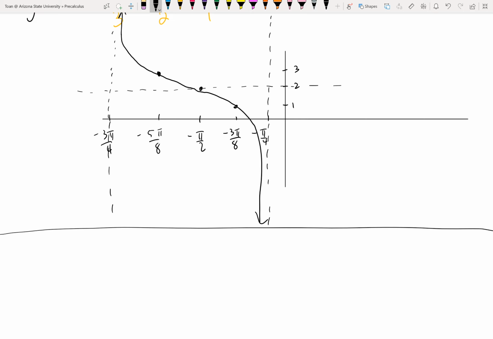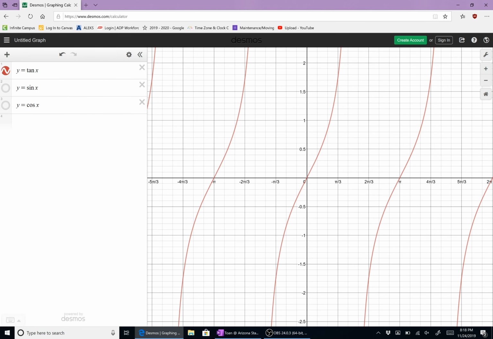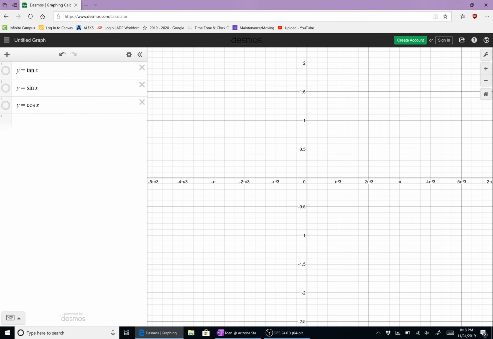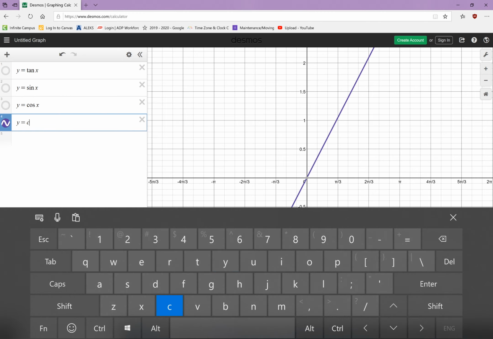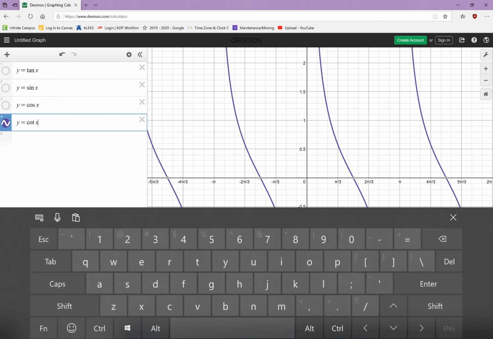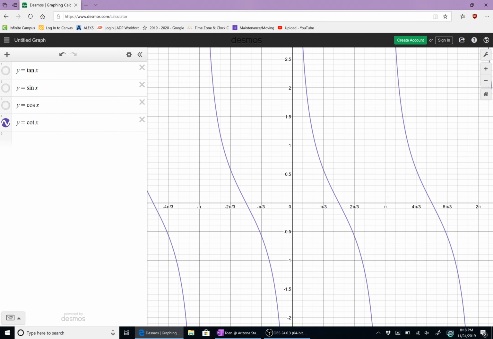Well, let's just go to Desmos. This one I actually didn't prepare, so I'm going to have to type it in. Oops. Here, let's deactivate that. Let's add one more. Y equals cotangent of x. And it looks like it's basically the same shape, which is good for us. That means we don't have to memorize anything new. But there's one interesting thing here.